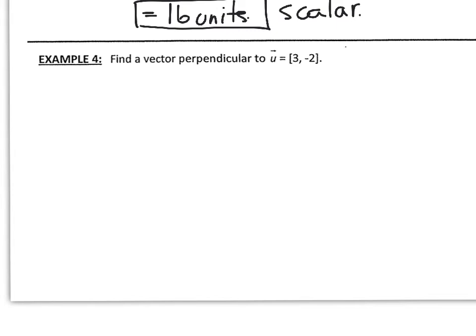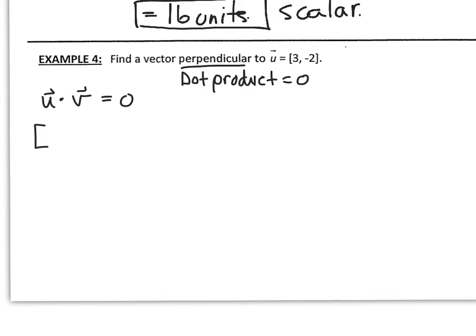Okay, so we want to find now, whenever you see the word perpendicular with vectors, you should automatically be thinking dot product should equal 0. Okay, so we want to find the dot product u dotted with some other vector v should equal 0. Okay, u is given to us, so we can write it down as (3, -2) dotted with some vector (a, b). Okay, and we don't know what those are right now.